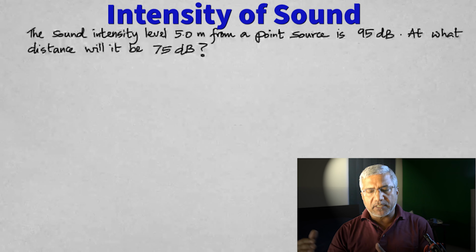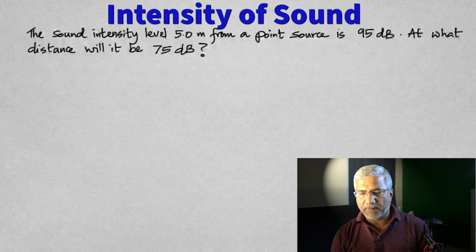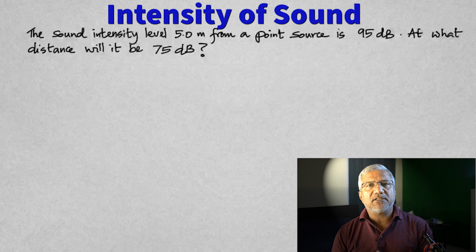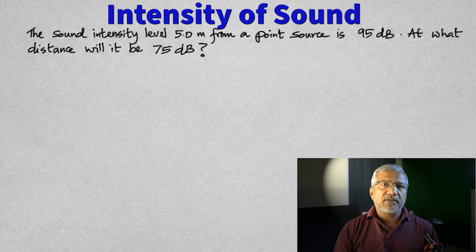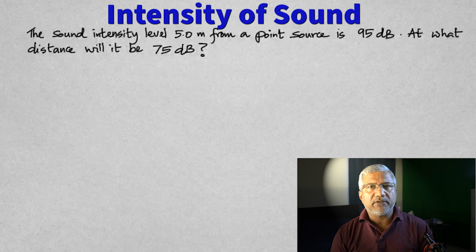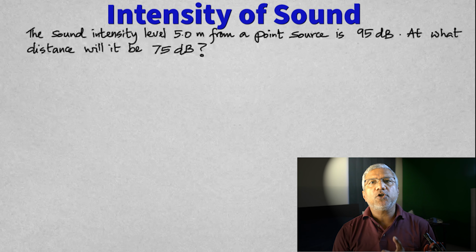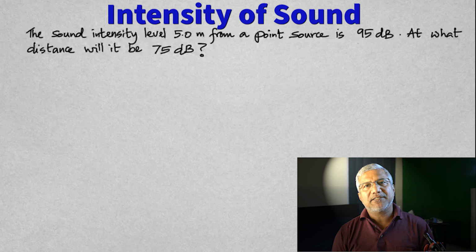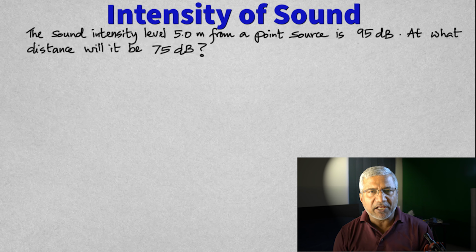So a person is 5 meters away from a point source of sound, and the person hears an intensity of 95 decibels. At what distance will the same person hear an intensity of 75 decibels? In order to find this, we need to know the definition of intensity of sound. Intensity of sound is actually the power divided by the area.